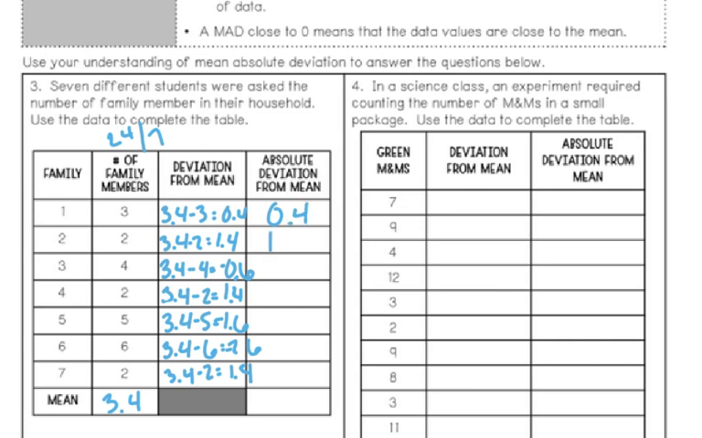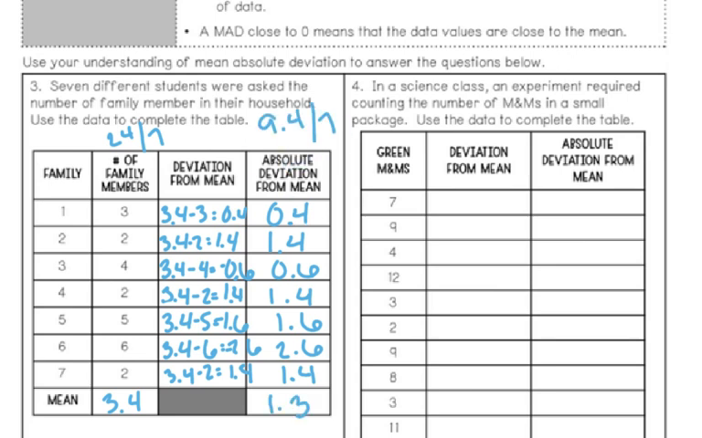So 0.4, 1.4, 0.6, 1.4, 1.6, 2.6, and 1.4. And then finally, step 4 says to sum the deviations and then divide by the number of pieces of data. Or really, we're finding the mean of the absolute deviation.